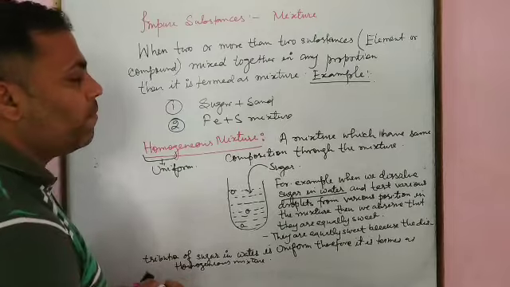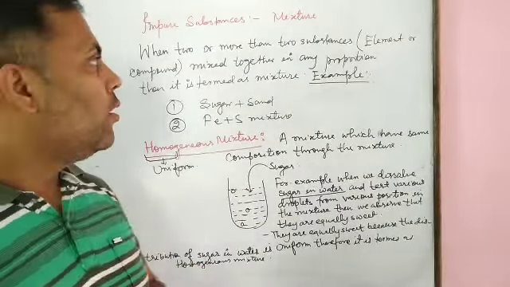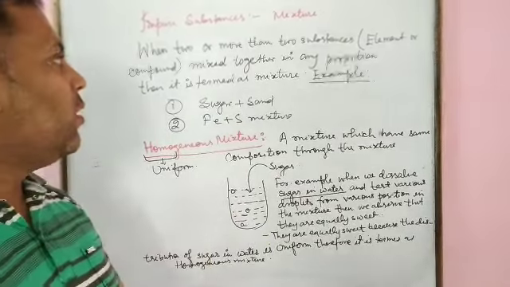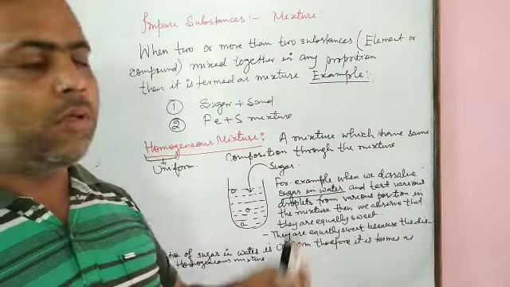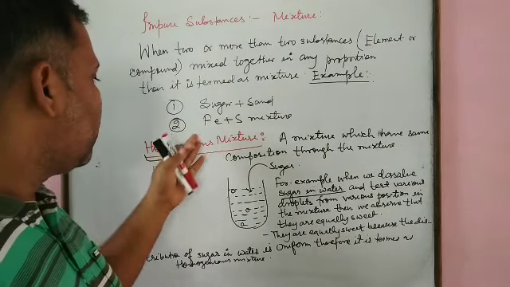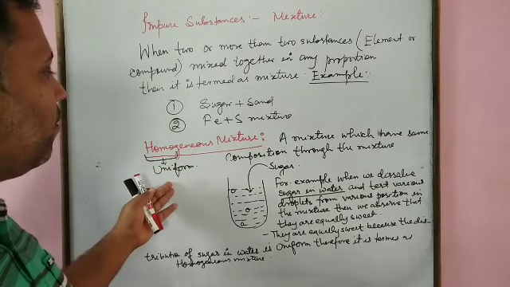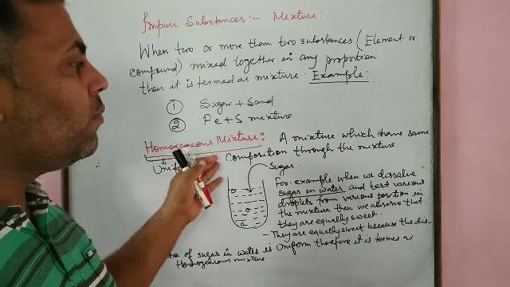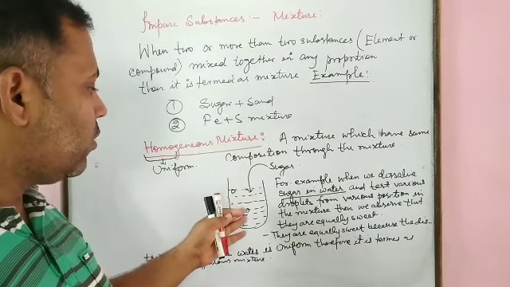What we have studied: impure substances are termed as mixtures. This is so because the composition is not fixed. It means we can mix two substances in any proportion when it is termed as a mixture. With this example, we are discussing homogeneous mixtures. Homo means uniform. It means they have the same distribution throughout the mixture. We have taken an example of sugar dissolved in water.